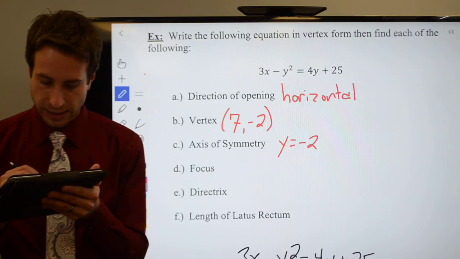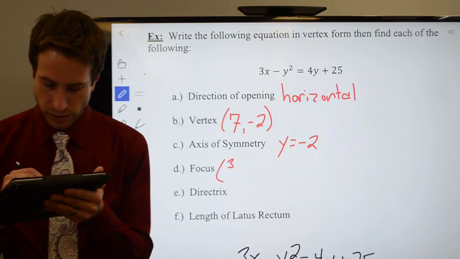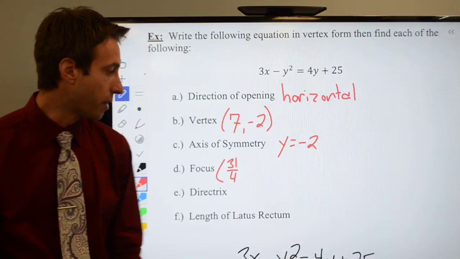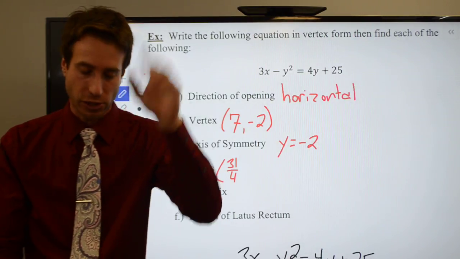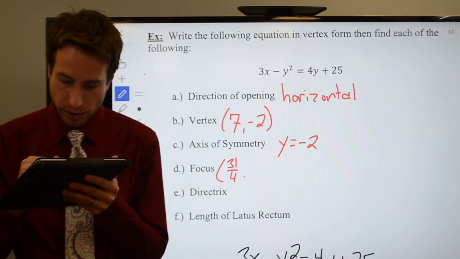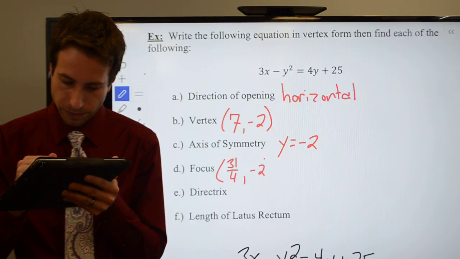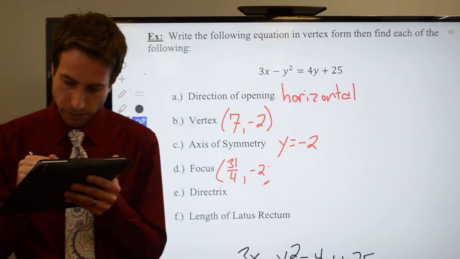The focus, I get 31/4. That's a weird number. But anyway, 31/4 is what you would wind up with if you did h plus 1 over 4a, 31/4, and then of course k, which is minus 2. Oh, that's an ugly parenthesis. Hold up.